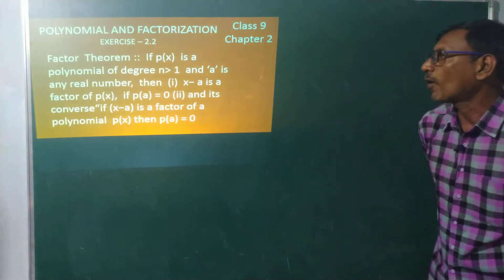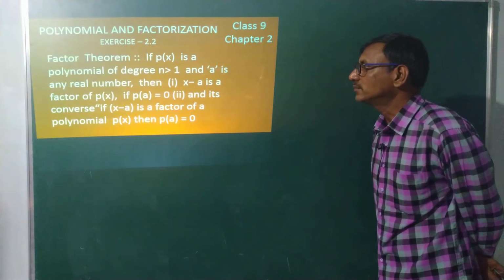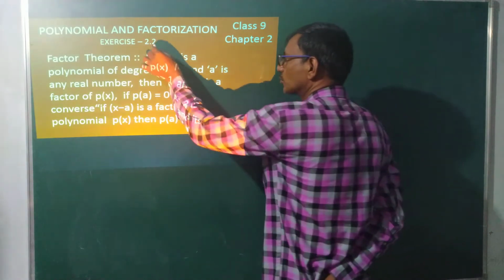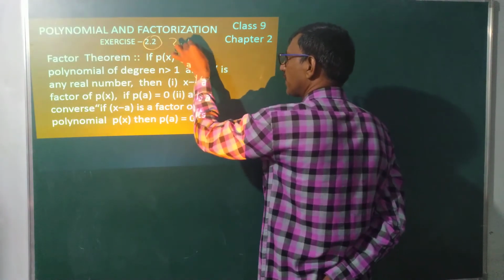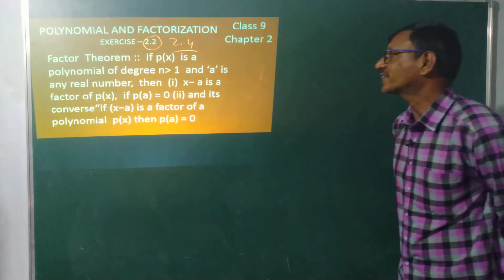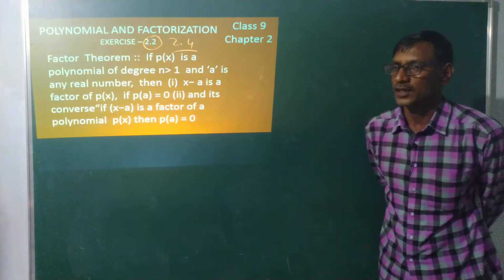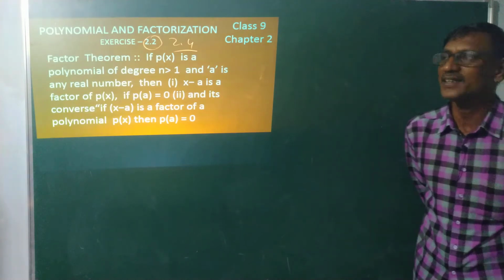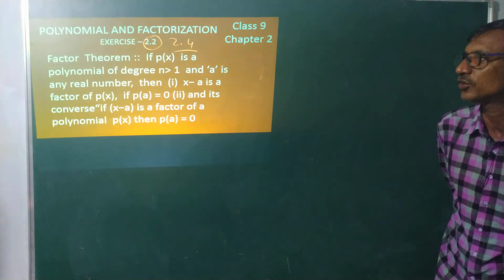Okay. Polynomials and factorization. Exercise 2.4. Sorry, this is 2.4. Keep in mind, class 9, chapter 2. In the last class, we discussed the remainder theorem. In this class, we discuss the factor theorem.